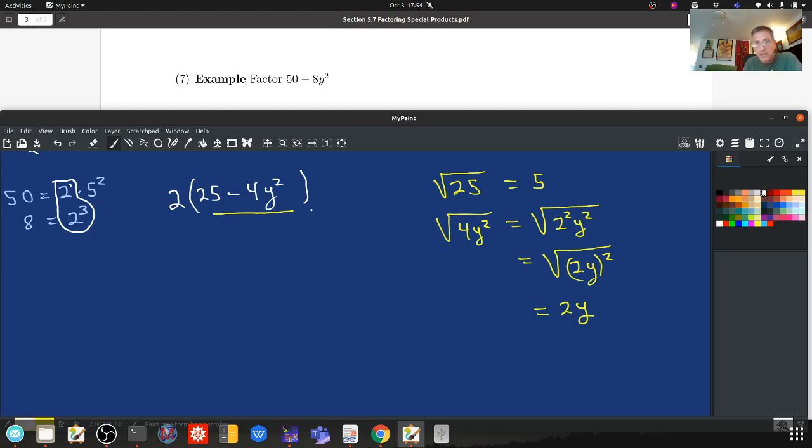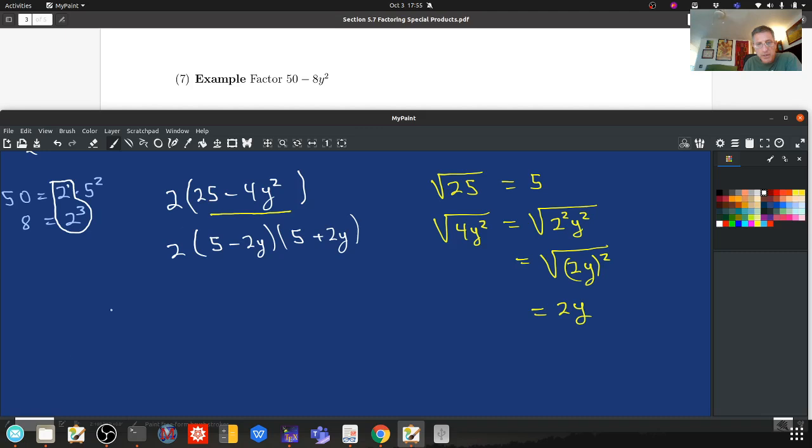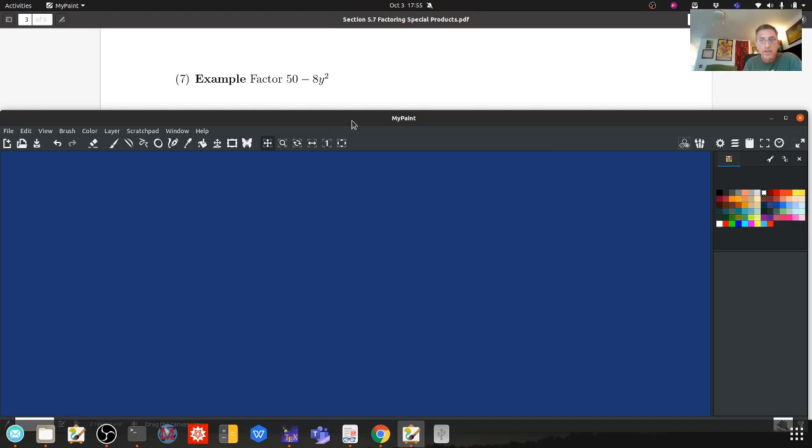So as it turns out, this is the product of 5 minus 2y times 5 plus 2y. So again, let's observe 25 minus 4y squared doesn't have a middle term, and the two terms that it does have are separated by a negative, so it's a candidate for the difference of squares factorization.